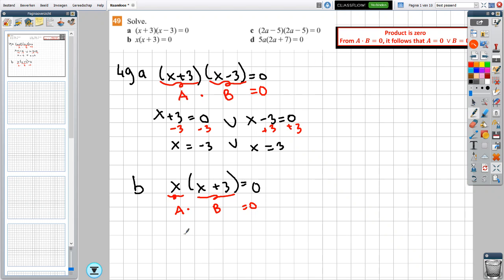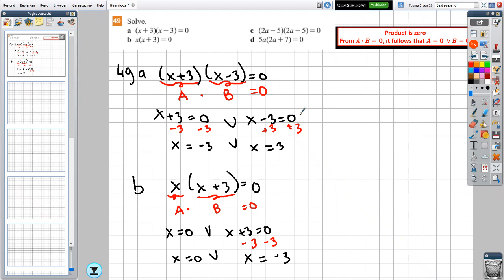Now you could say this first thing equals 0, x is 0, or x plus 3, that second thing, is 0. I'm very happy that I found this, because this is already an answer. X is 0, that's just a possibility. And for this one, remember, what we do is minus 3 on the left-hand side, and in that case also minus 3 on the right-hand side. X is minus 3.